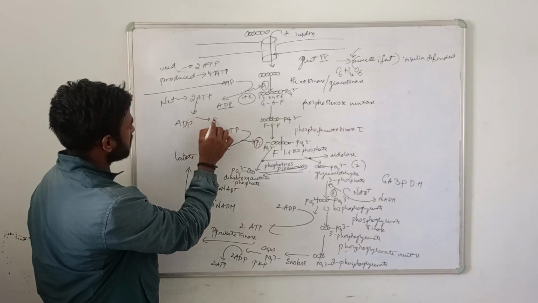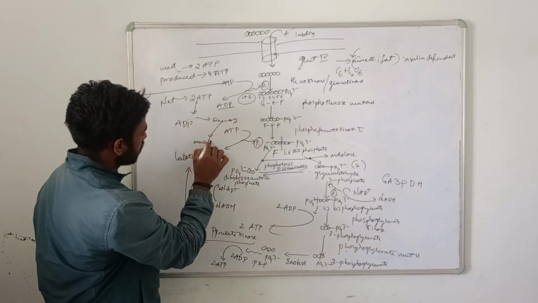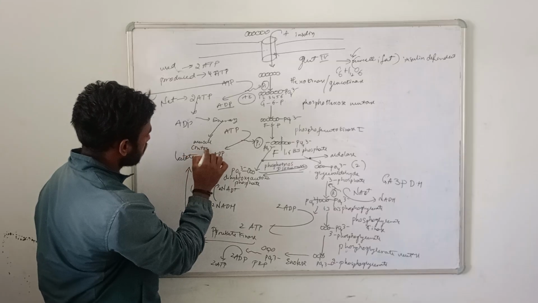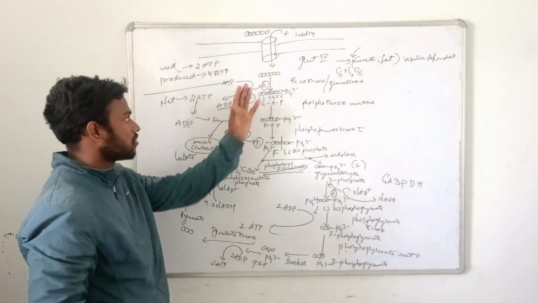Now when these ATP molecules break the phosphate bond, they become converted to ADP. In this process, energy is released. That energy will be utilized for muscle contraction. So this is how we get the energy from the glucose itself.